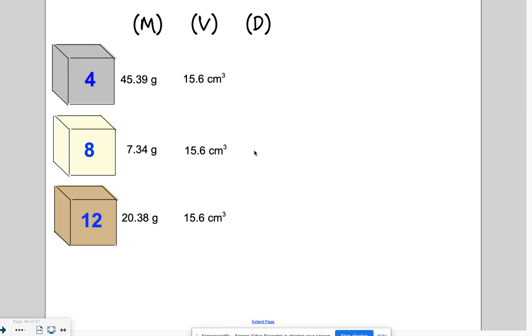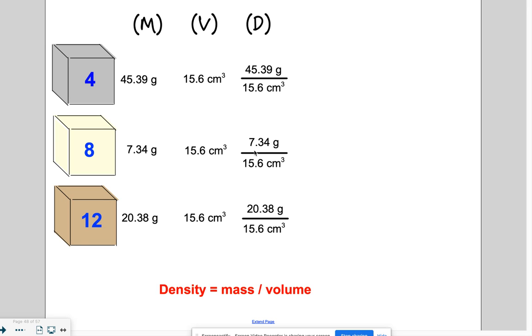And you know what we're going to do next? You can probably see it here. We're going to go ahead and calculate the density. Okay, remember that formula. Density equals mass divided by volume. Okay, so there's how it looks operationally.